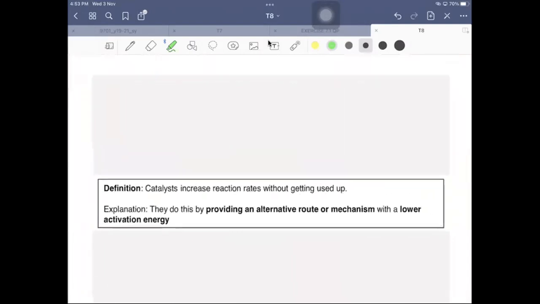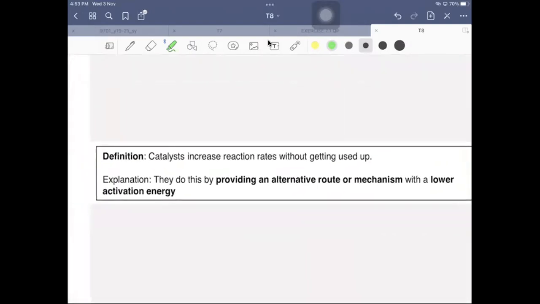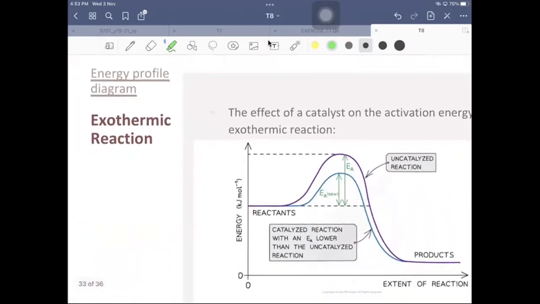Okay, right, what does catalyst do? Catalyst increases the reaction rates without getting used up. How does catalyst increase the rate of reaction? By providing an alternative route or mechanism with a lower activation energy. This point is important, lower activation energy. Okay, so the learning objective just now wants us to show this in energy profile diagram. So we go back to our energy profile diagram.